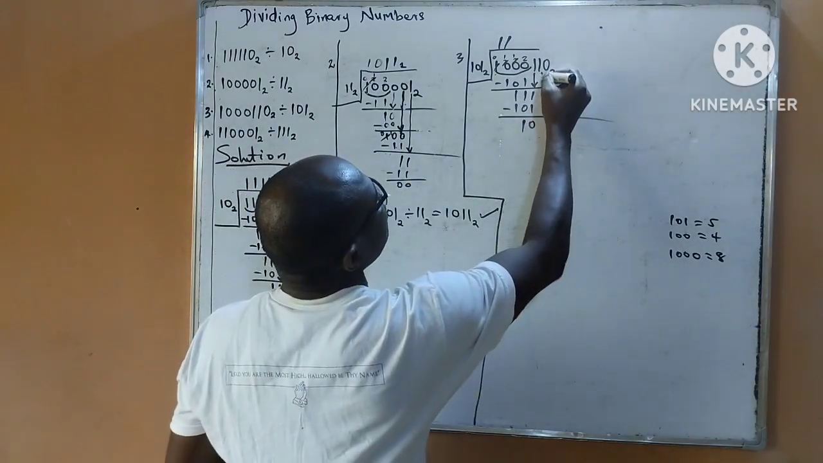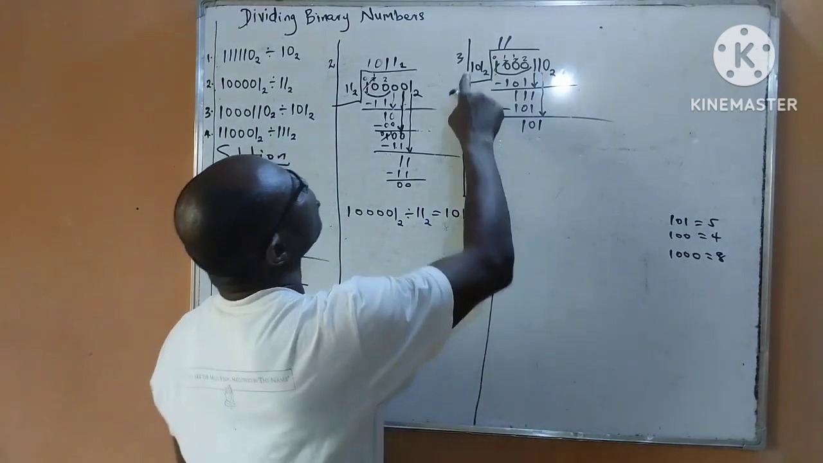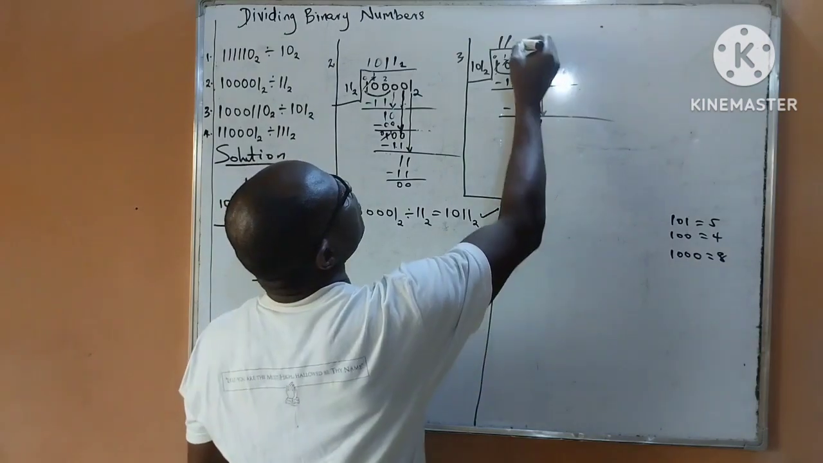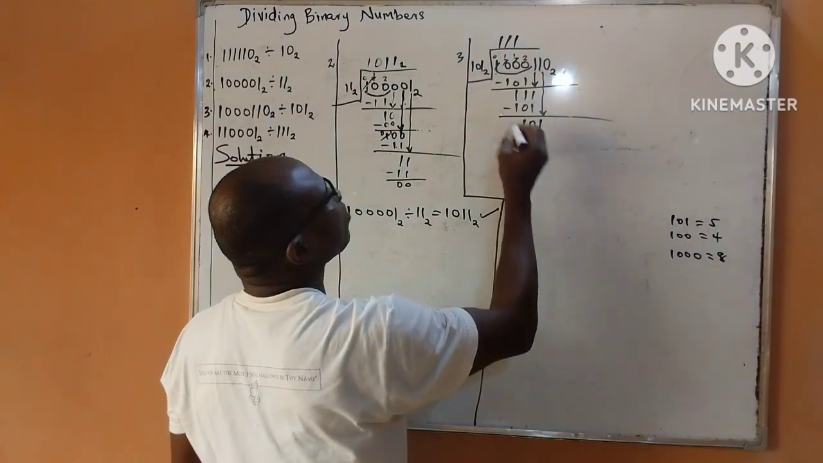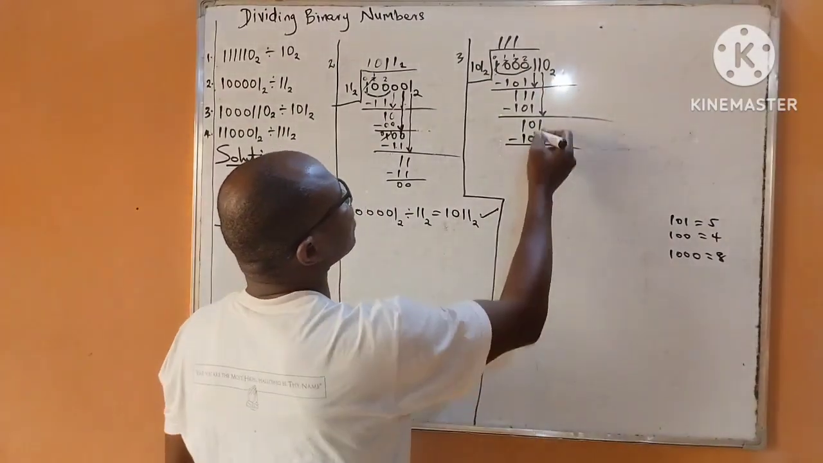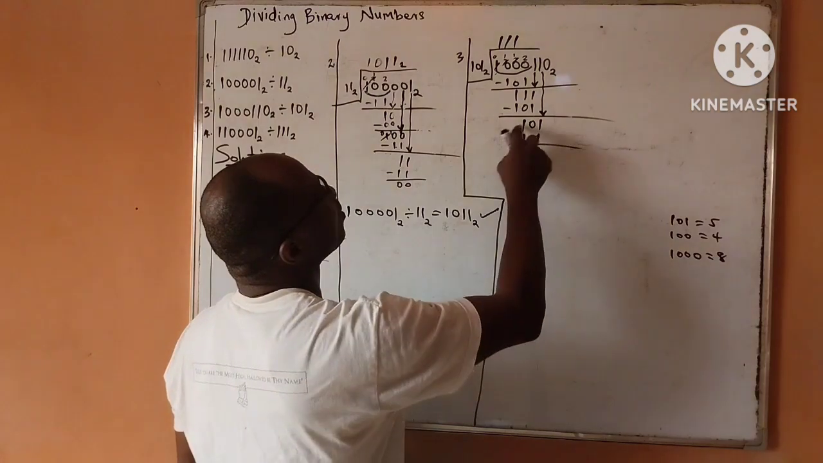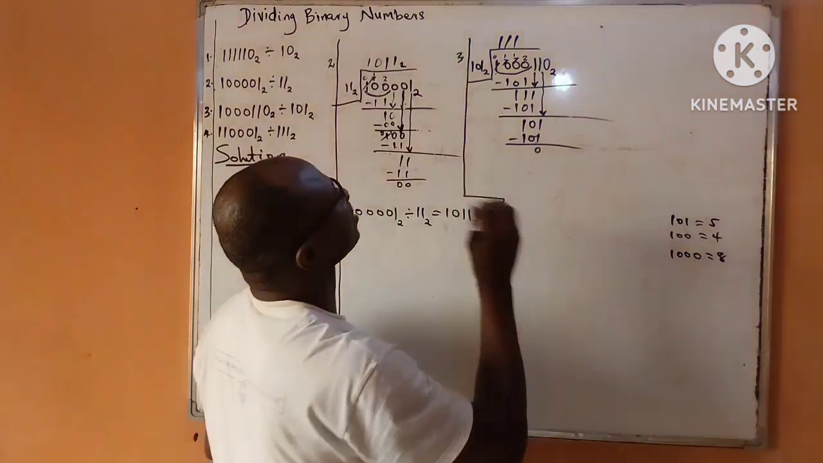So next, I will bring down this 1. Okay? That becomes 1, 0, 1. 1, 0, 1 divide 1, 0, 1 will still give me 1. And 1 multiply 1, 0, 1 will give me 1, 0, 1. I will subtract it again. When the subtraction is taken, 1 minus 1 is 0. So 1, 0, 1 minus 1, 0, 1 is 0.